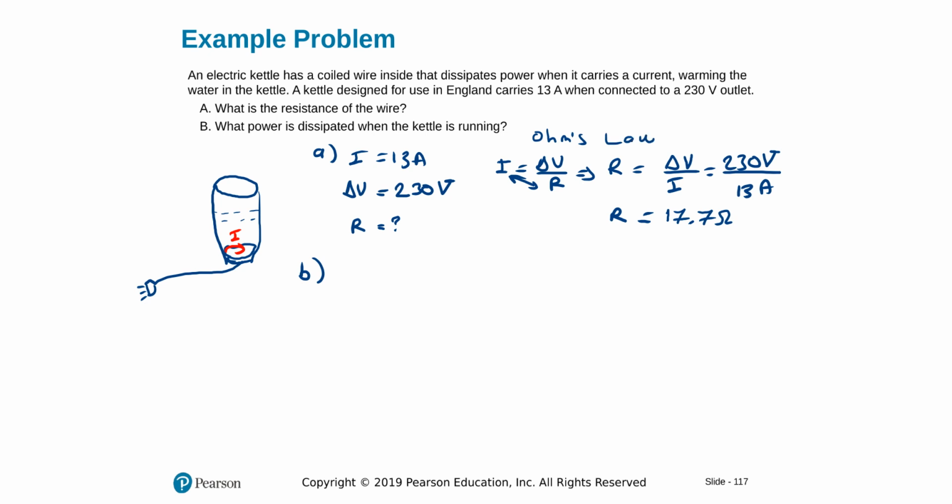What power is dissipated when the kettle is running? I can use any version of it. I can go I squared R, or I can use I times ΔV. It should all give me the same result. And the power I find should be about 2,990 watts. And that's it.